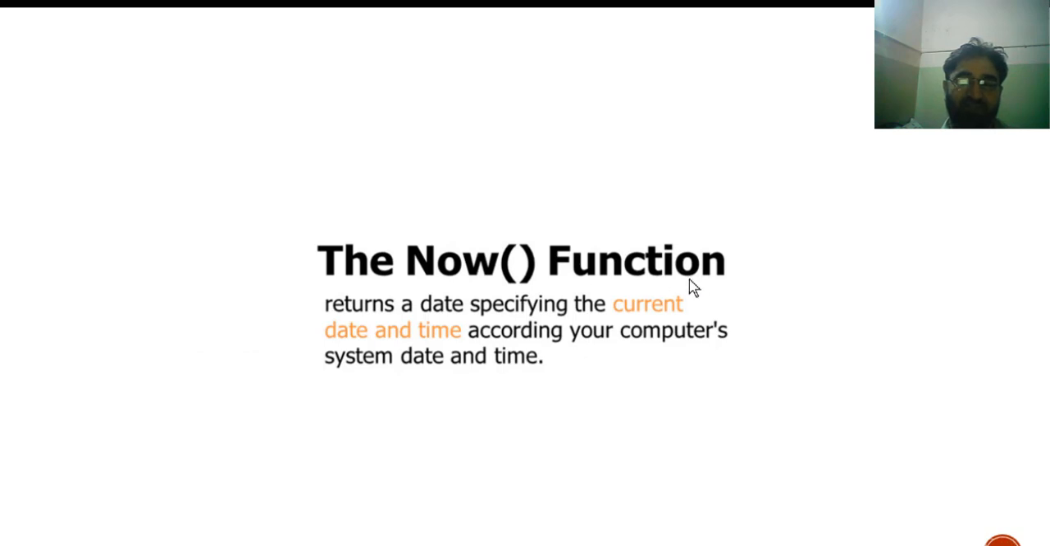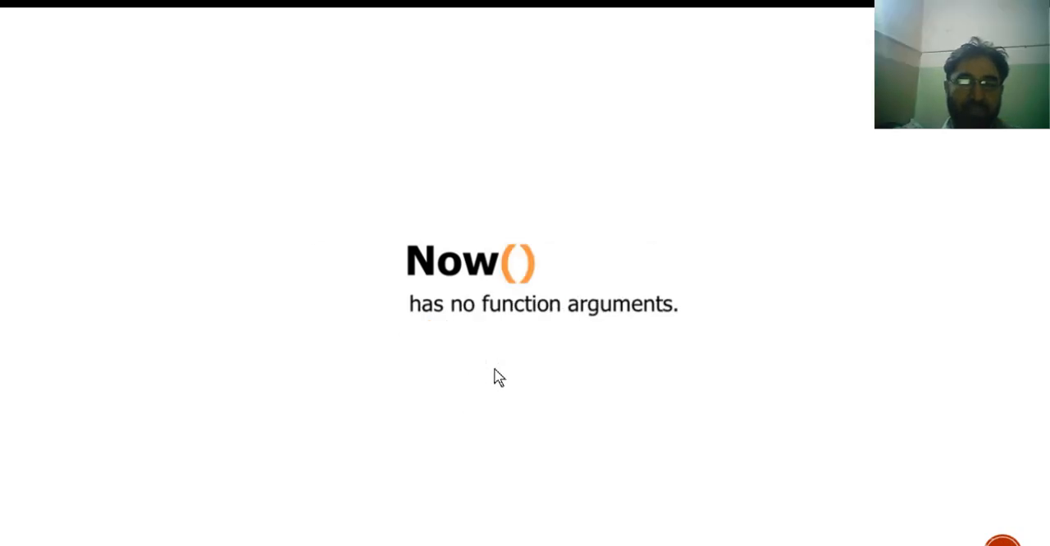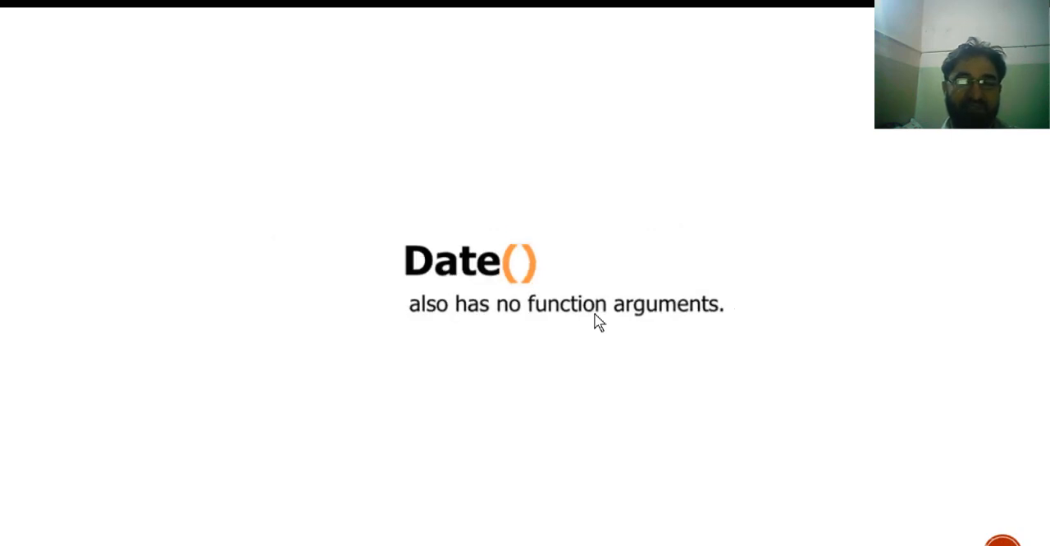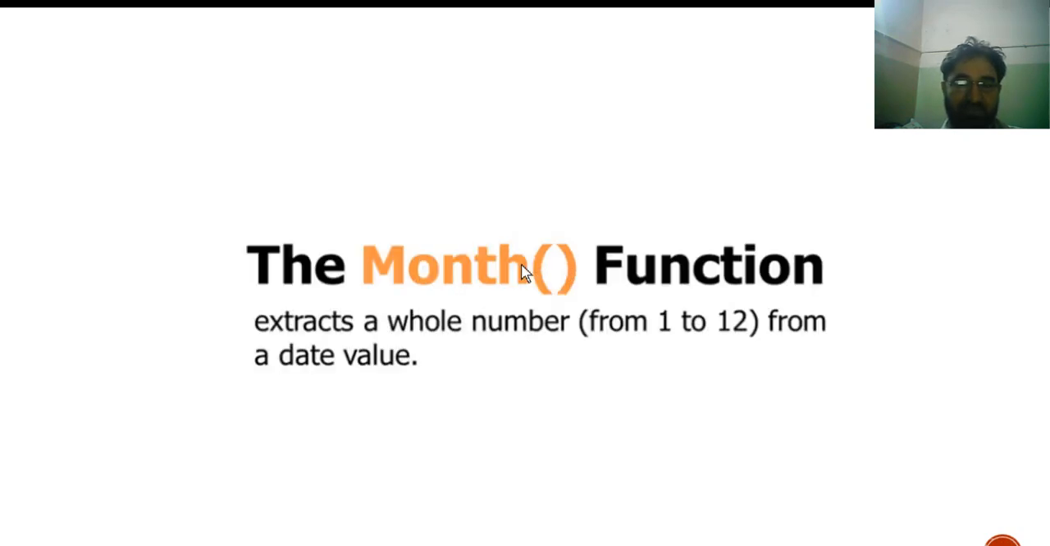The now function returns a date specifying the current date and time according to your computer system's date and time. The now function has no function arguments, but these parentheses are a must. We have to type them from the keyboard. The date function returns the current system date. The date function has no function arguments, but we have to type these parentheses from the keyboard.